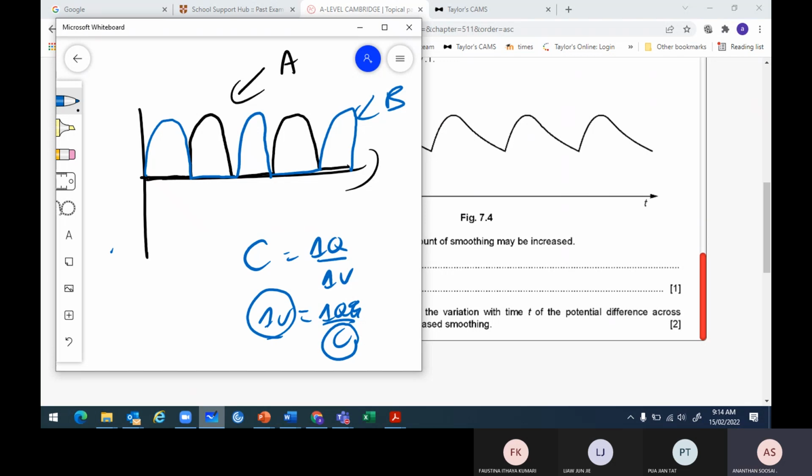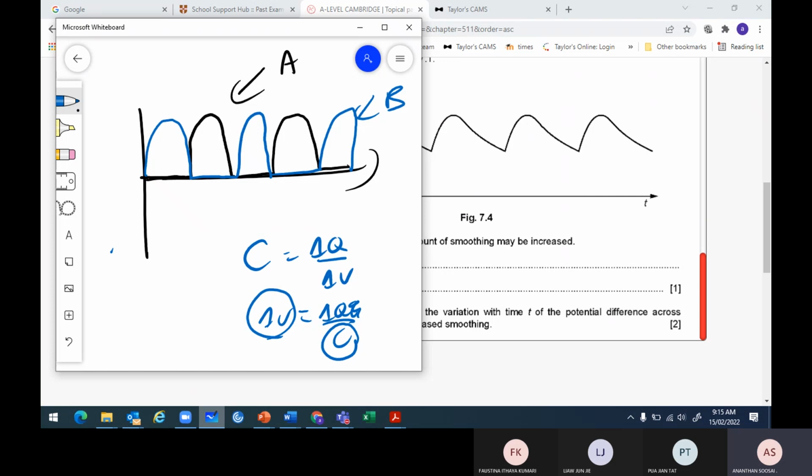If the capacitor voltage drops by 1 volt, the load voltage is going to drop by 1 volt because they are in parallel. So the voltage drop in the capacitor is dependent on the capacitance. They are inversely proportional. A big capacitor means the voltage drop across the capacitor is going to be small. Therefore, the voltage drop in the load will be small. So the ripple is smaller, better smoothing.